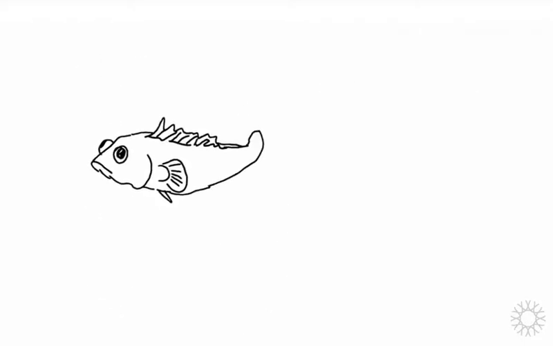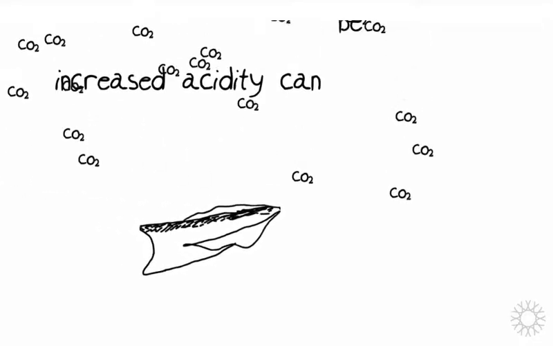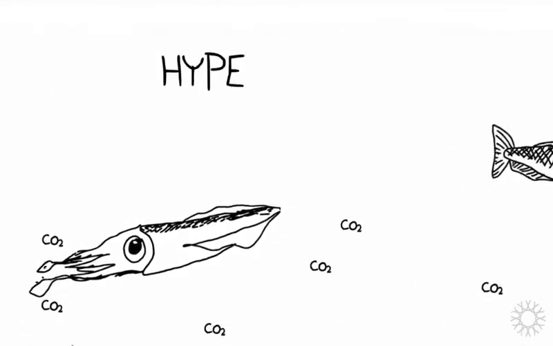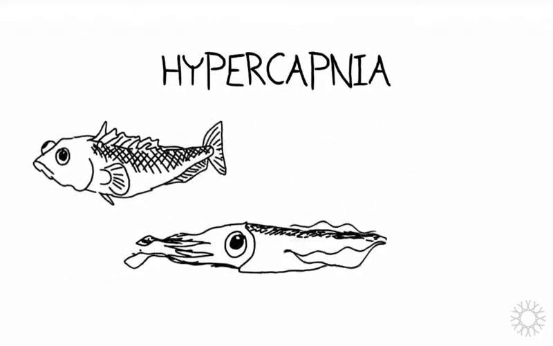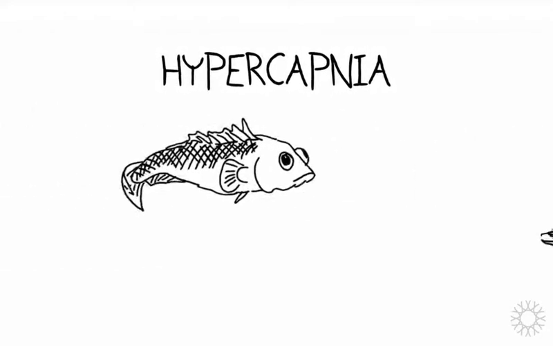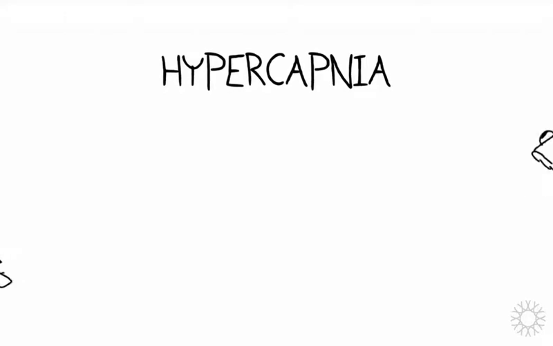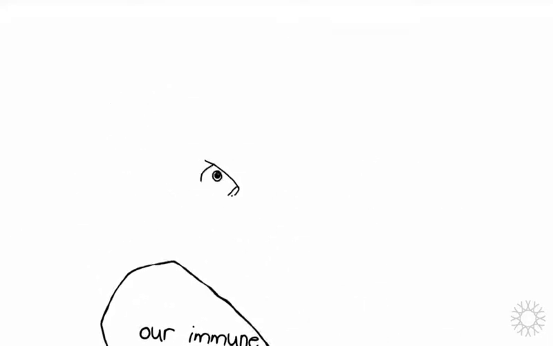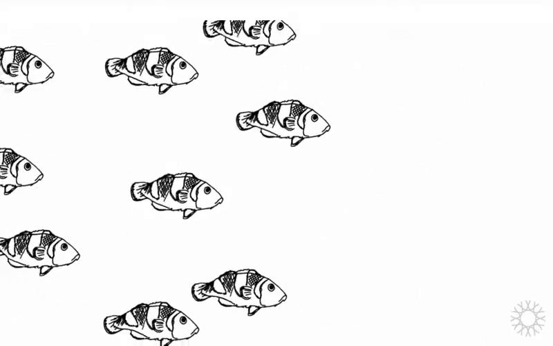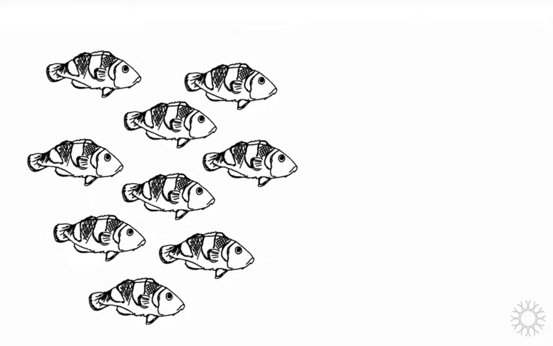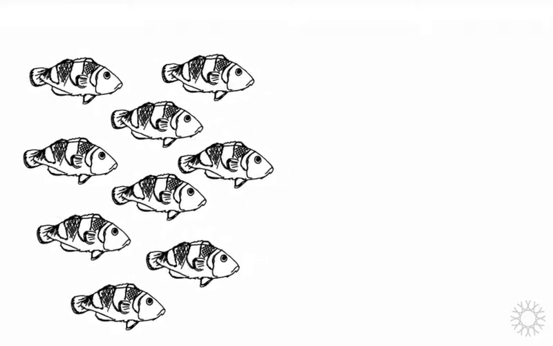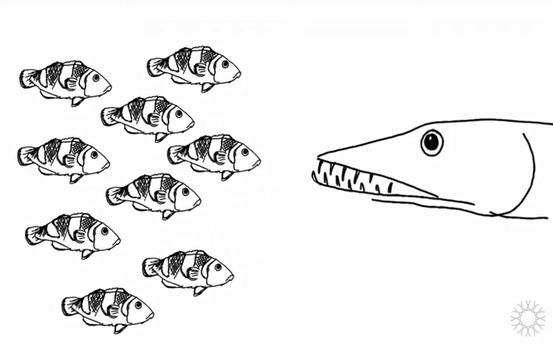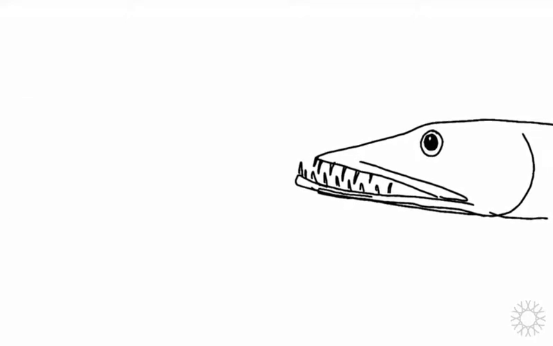Even for organisms that don't have calcium carbonate skeletons and shells, increased acidity can be a problem. Hypercapnia, which is an actual excess of CO2 in the body fluids of organisms, can happen in things like fish or squid and mess with their immune responses. Excess CO2 can even make it difficult for baby clownfish to distinguish among the odors of friends and foes and interfere with sensory mechanisms or even the ability to hear predators coming.